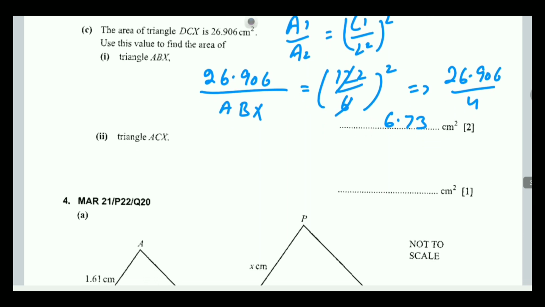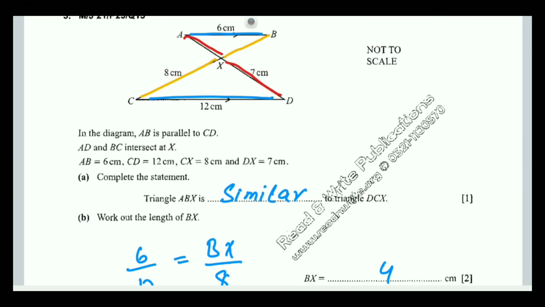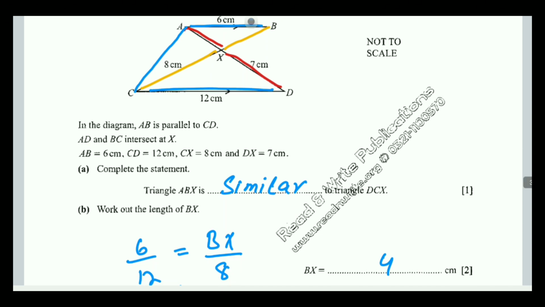So let's solve part 2, triangle ACX. Now what we have to do, we have to find the area of triangle ACX. So ACX, now we will draw, this is ACX as you can see, so we will draw this line. So this is the triangle ACX. How we will solve it? Now we will take the length of this side.